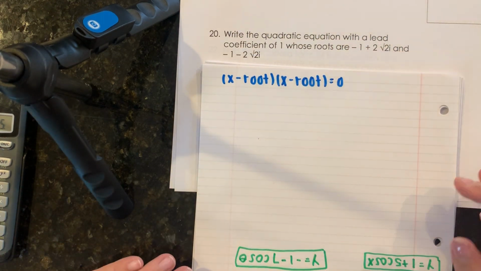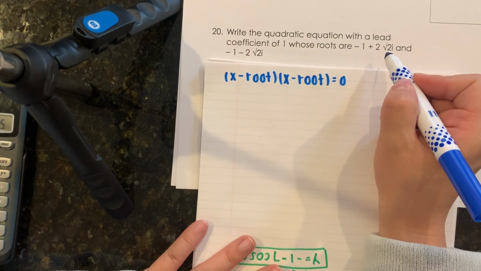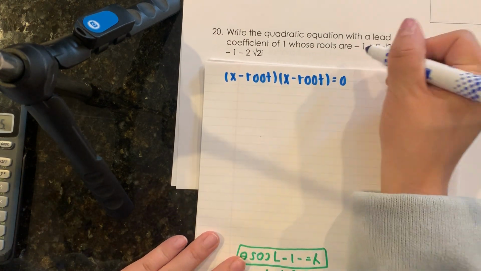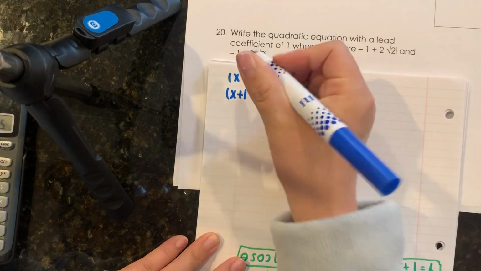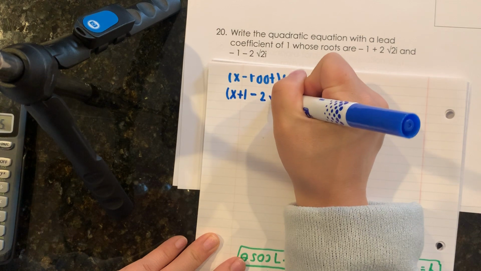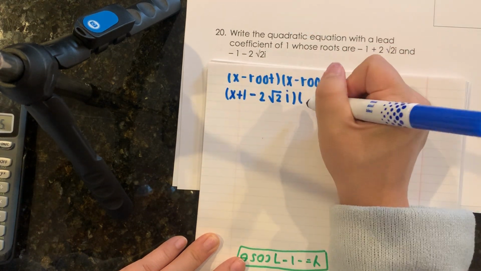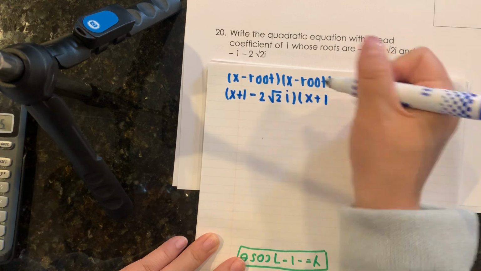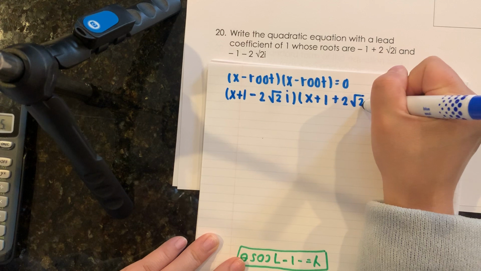Now when you plug in these roots, you want to make sure to flip all of the signs. So this first one, the 1's going to become positive. The 2 root 2 is going to be negative 2 root 2i. Again, this negative 1 is going to turn into positive 1. And the 2 root 2i is going to turn into positive 2 root 2i.